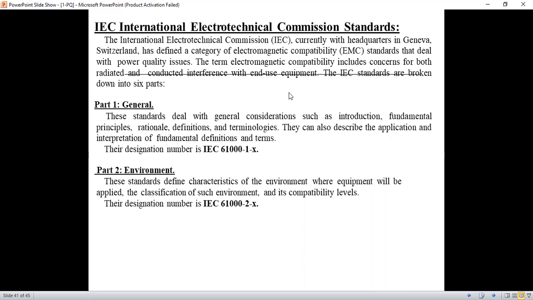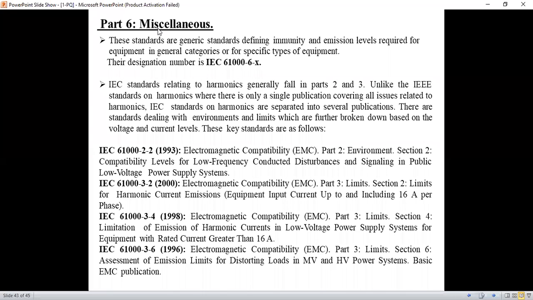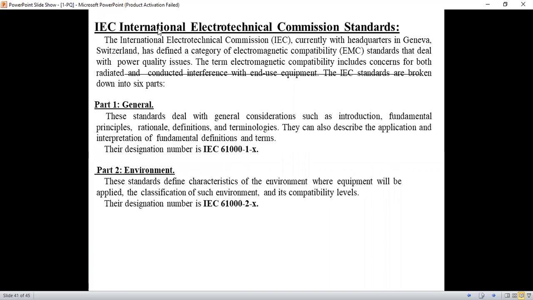So the IEC standards are broken down into 6 parts. First, general. Then the environment we have considered. Then limits. Then testing and measurement techniques. Then installation and mitigation, for those who are going to install. And the last one is miscellaneous, for any others that are there. These things we are going to discuss now.